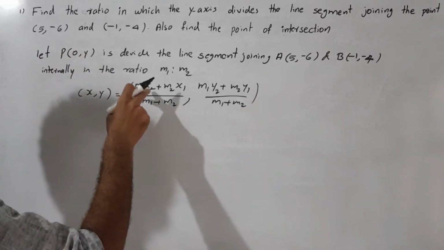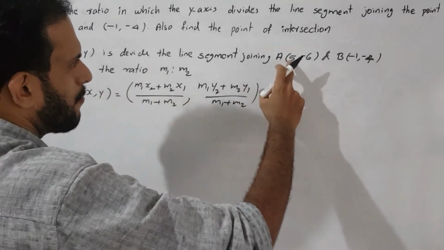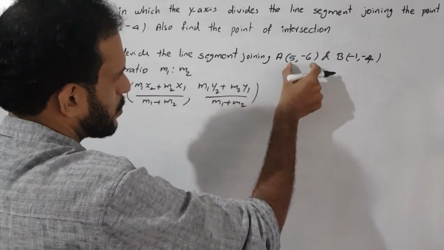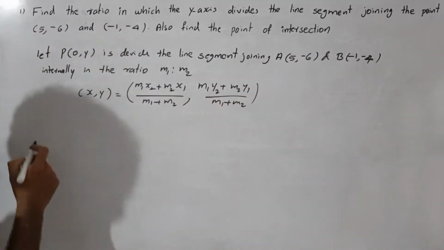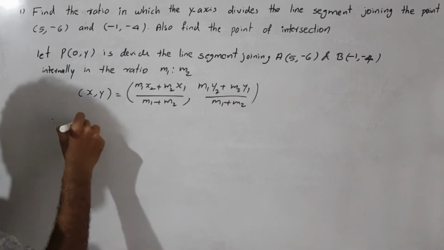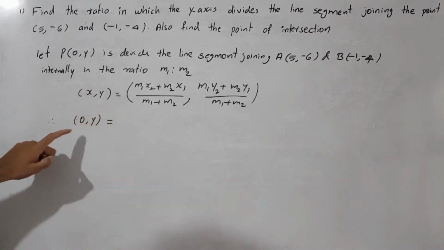Then what is x2 here? What is x1 here? Here the points are A (5, -6) and B (-1, -4). So this one is x1, y1, and this is x2, y2. So we substitute the values. Therefore (0, y), that is the point of division. Correct. The dividing point is (0, y).